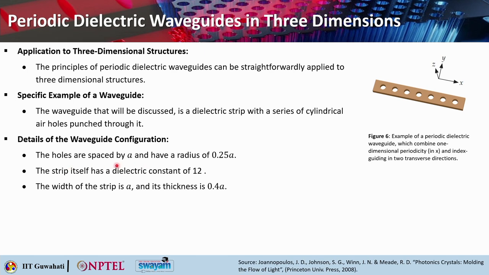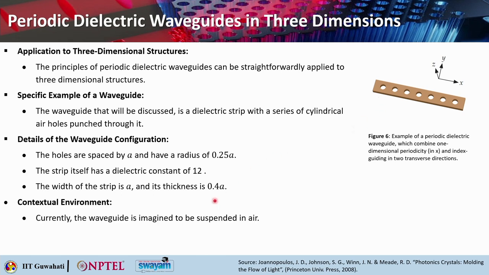So, the holes are considered to be spaced or separated by a. You can consider center to center to be a, and they have a radius of 0.25 a. The strip is considered to have a dielectric constant epsilon equals 12. You consider the width of the strip to be a and its thickness to be 0.4 a. Currently the waveguide is imagined to be suspended in air, for the analysis purpose.